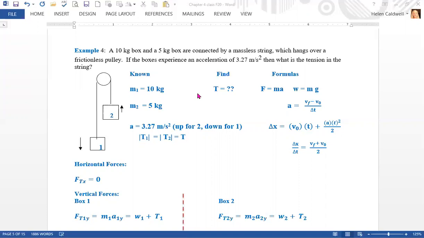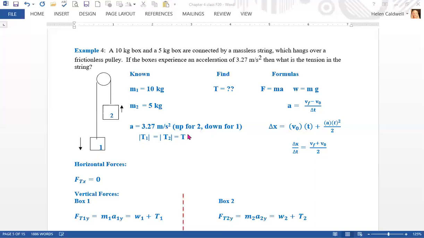We have our same formulas that we've used throughout this chapter. F equals ma, W equals mg. Acceleration is v final minus v initial over delta t. Delta x is equal to v0 times t plus at squared over 2. And delta x over delta t is equal to v final plus v initial over 2. We know that mass 1 is 10 kilograms, mass 2 is 5 kilograms, acceleration is 3.27 meters per second squared, up for 2 and down for 1.